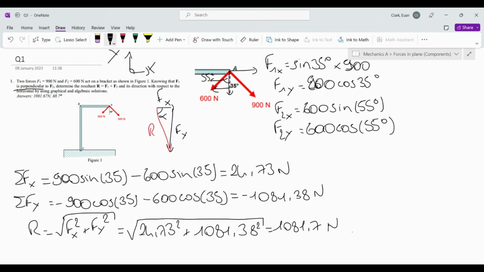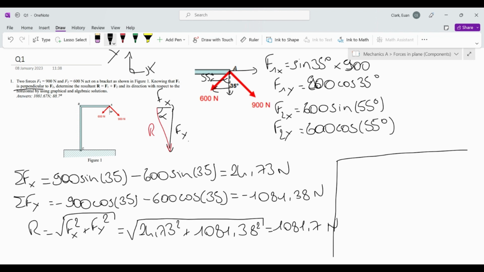Fantastic. And now for the angle, we know fx and fy. We also know r, but just to be on the safe side, we're going to use the components to find alpha and just leave r out of it, because if we made a mistake in calculating r and we use r again to find alpha, then obviously we're going to make an error in both calculations. So we're going to do fx and fy.